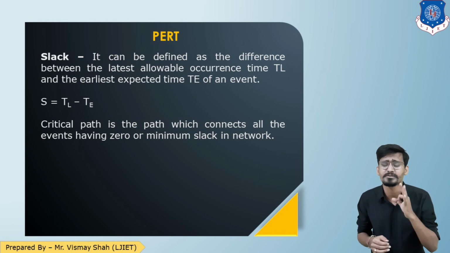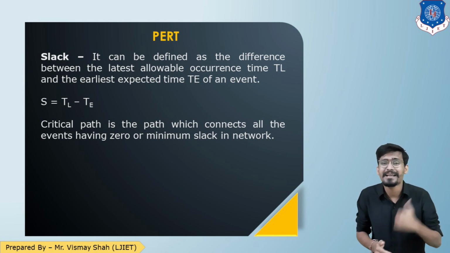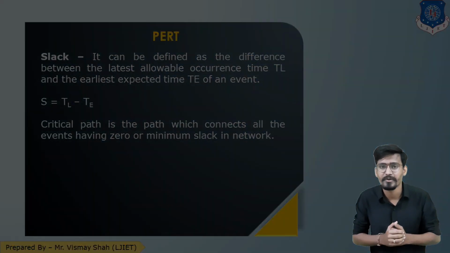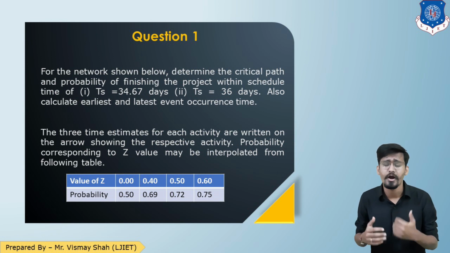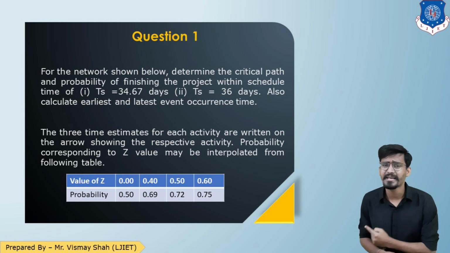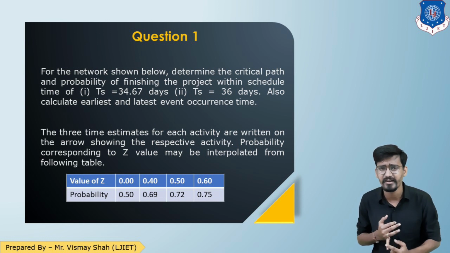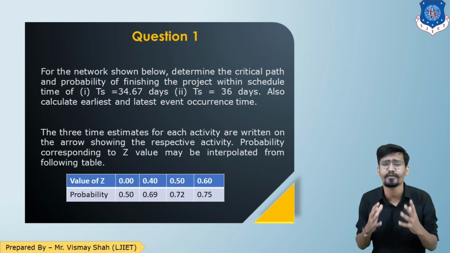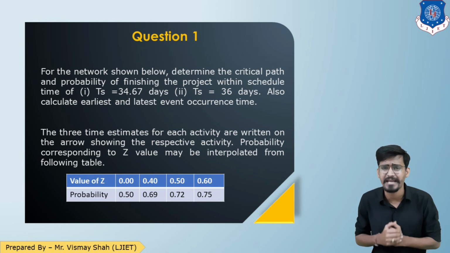Now the third question which I was mentioning, that is probability. To understand the concept, let us see a numerical first. So the first question of the PERT method is: for the network shown in the figure, find out the critical path of the network and determine the probability of completing the project in scheduled time.